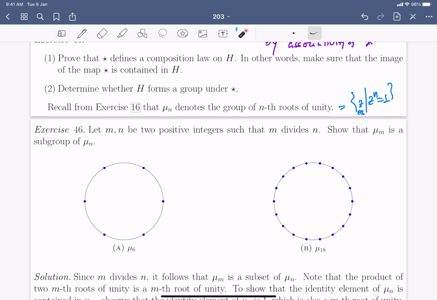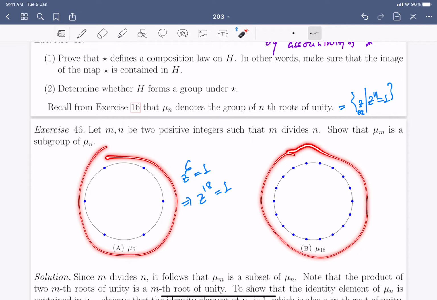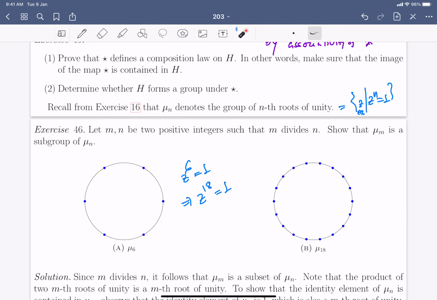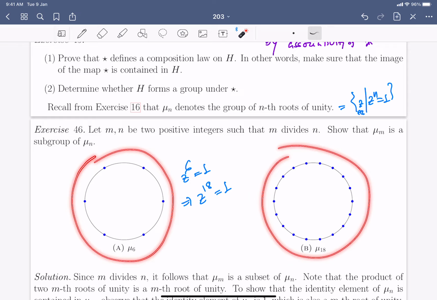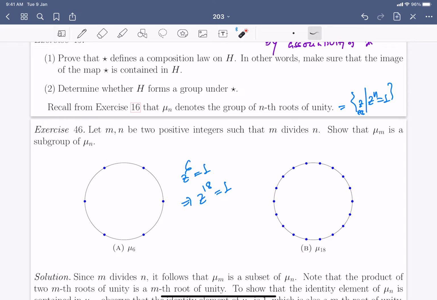Or you can also see that if you have a complex number z satisfying z power 6 equal to 1, then it is automatic that z power 18 is also equal to 1. So any solution of this equation is also a solution of this equation. It follows that mu6 is contained inside mu18. It is not a bad idea to use the picture, but again, you would like to do things in general, as you see from this exercise.